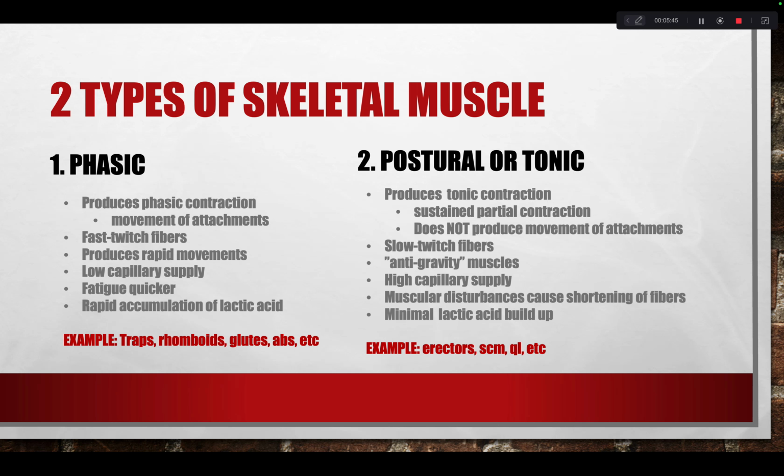A postural muscle produces tonic contraction. So this is a sustained partial contraction. It does not produce movement of the attachment sites. So just think, say you're sitting upright for a while with really good posture. You need your postural muscles to be in a slightly contracted state to keep you upright. I hope that makes sense.